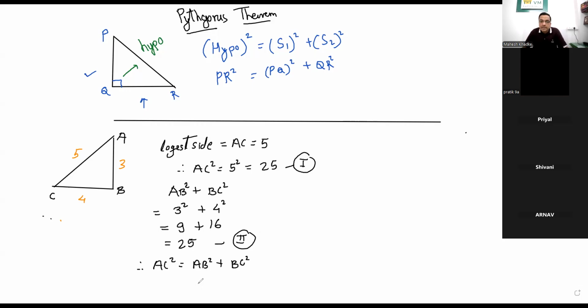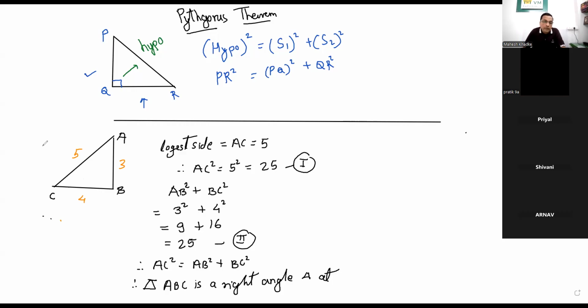So again the statement is that if the square of one side is equal to the sum of squares of the remaining two sides, then that triangle is a right angle triangle. Therefore, triangle ABC is a right angled triangle, but where is the 90 degrees?